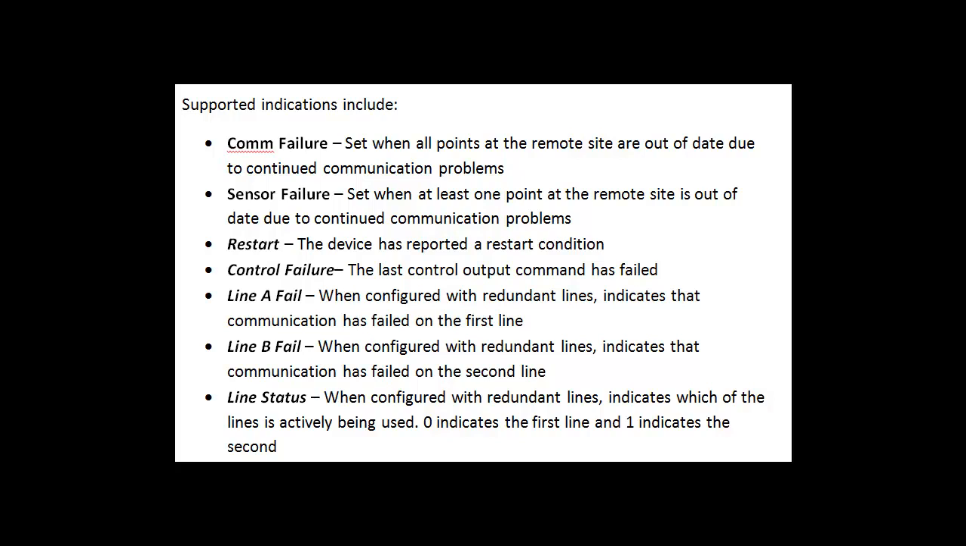And the next 3 are used for redundant line configurations, in case you have 2 communication paths going to a single RTU. Line A failed indicates that the first of the 2 lines has failed. Line B failed indicates the second of the 2 lines has failed. And line status includes which of the 2 lines is currently being used for active communication. 0 for the first line and 1 for the second.